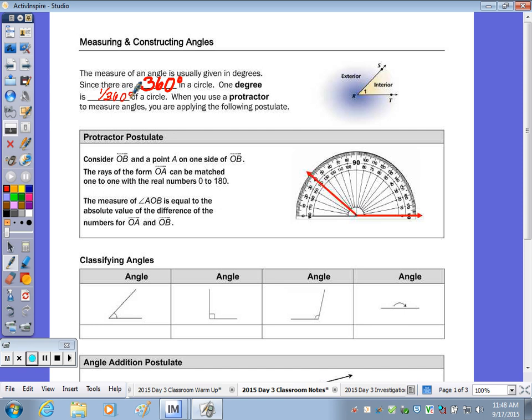or in this case, 1 out of 360. When you use a protractor, we're using the protractor postulate, which measures from 0 up to a half circle, 180 degrees. So consider OB and point A on one side of OB. So we need to label that angle. The rays of the angle, OA, can be matched in a one-to-one correspondence with your set of real numbers.